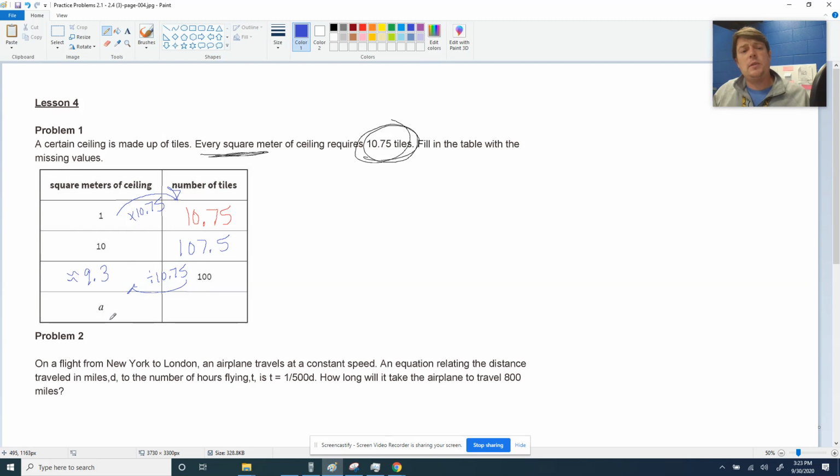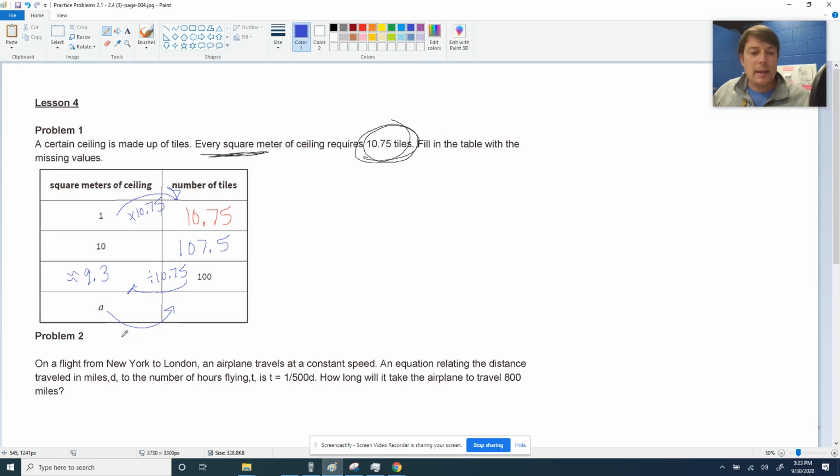All right. And so the one that really gets students mixed up is, what in the world am I supposed to do with this A? Well, this A is representing any square meters of ceiling. It could be 5,000, 2, 4, 18, 7.2, whatever. So it's saying for any measurement of square meters of the ceiling, what do we do with that number to find out the number of tiles that we need?